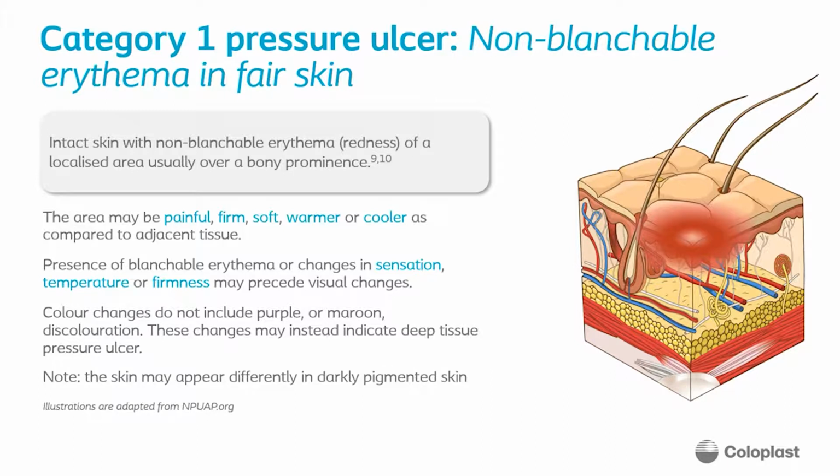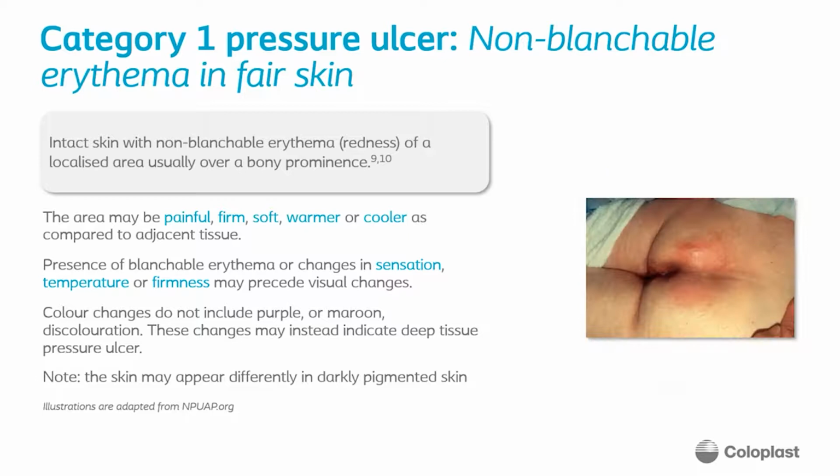What we shouldn't be seeing here with category 1 pressure damage is a purple or maroon discoloration. That would actually indicate deep tissue injury rather than category 1 pressure damage. And I have a very good image here to identify category 1 damage, as well as some moisture damage.